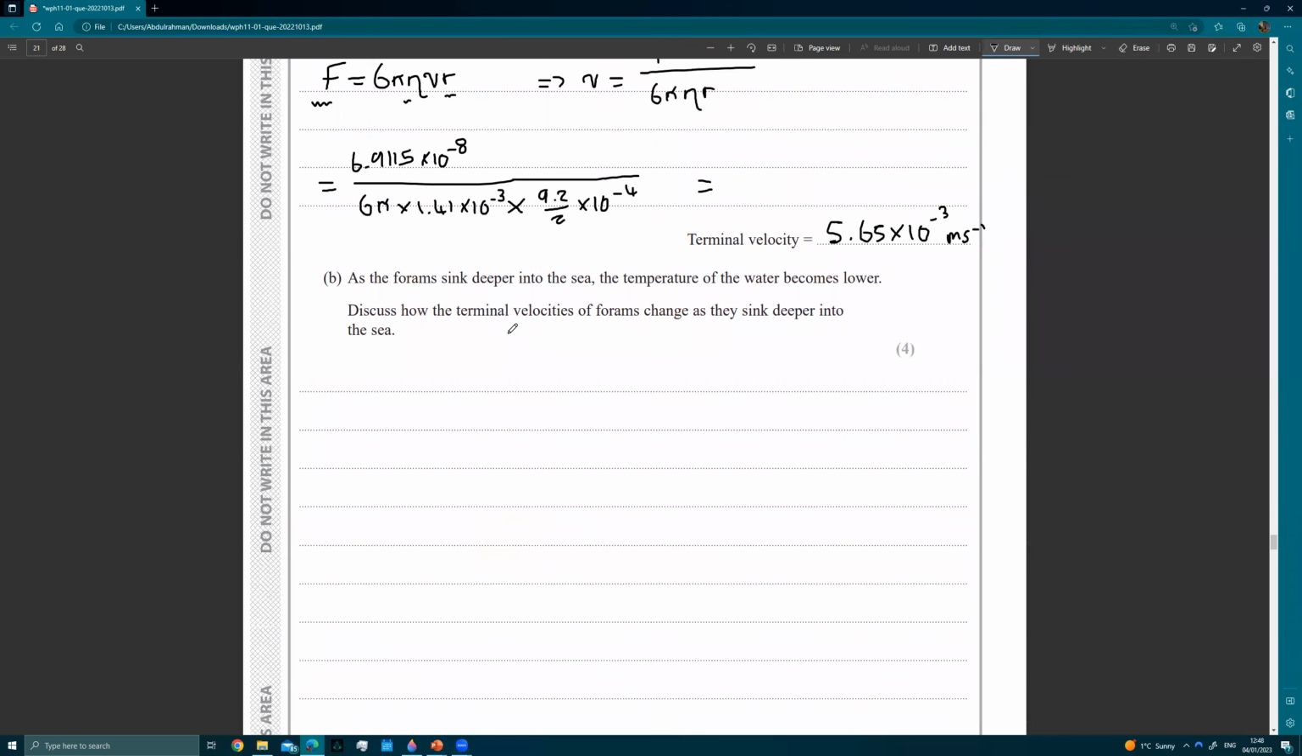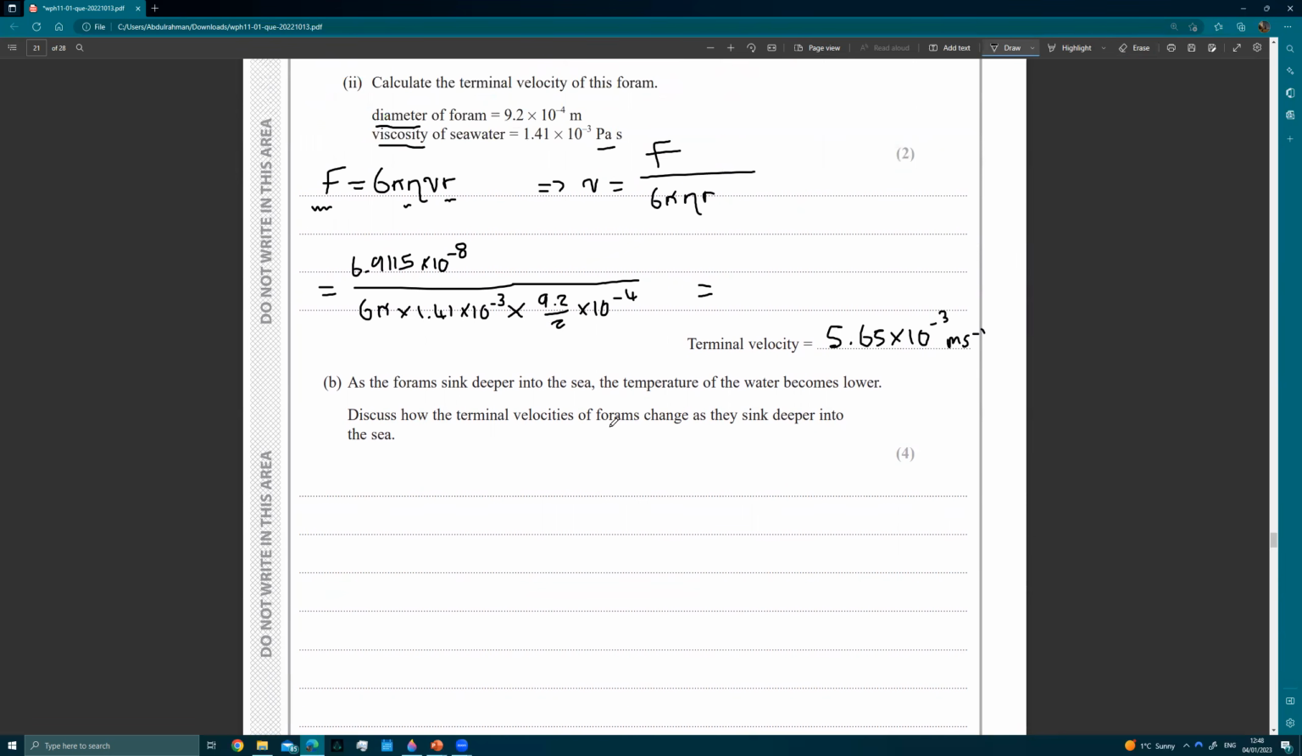As they sink deeper into the sea, the temperature of the water becomes lower. Discuss how the terminal velocity of the foraminifera changes as they sink deeper into the sea. So we need to know how the temperature decreasing impacts the terminal velocity. But the first thing we could speak about is viscosity, because we know temperature impacts viscosity. So we're going to say a lower temperature will result in a higher viscosity, right?